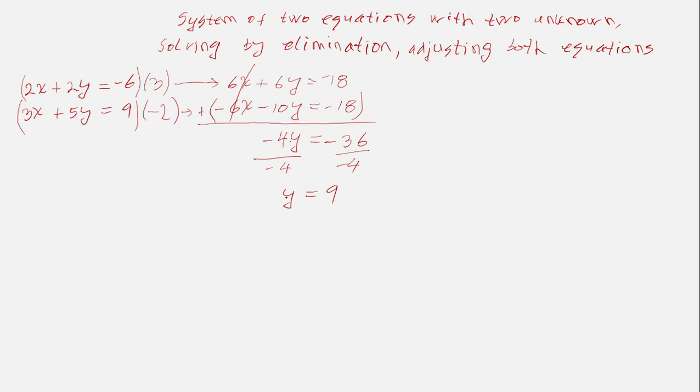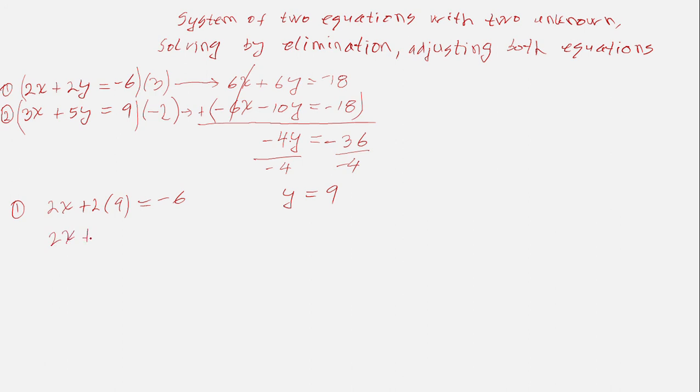Now that we have y, we need to take that y and put it into, replace the y in one of the original equations. Doesn't really matter which one. So for example, we decided to take the y and put it into equation number 1. So if we do that, then we are going to have 2x plus 2 times, and then instead of y, we use 9, equals negative 6.